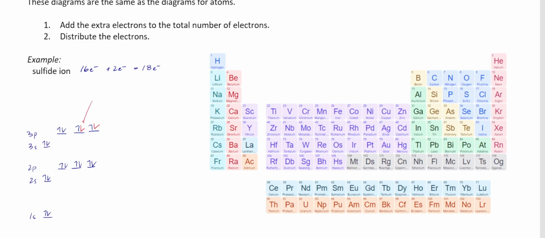And I'm actually just going to indicate with an arrow that these were the gained 2 electrons. And now that it's gained 2 electrons, it is isoelectronic with argon. So that means it has the same number of electrons, or it has the same electron configuration as argon.